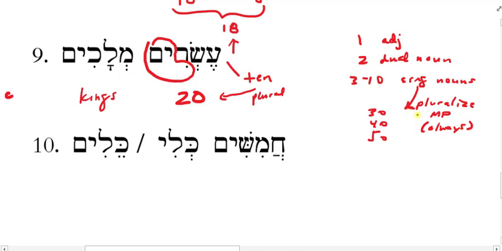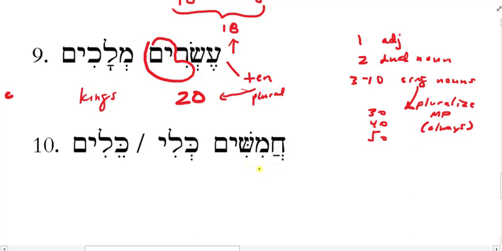Okay? So remember when I said that the gender disagreement issue is only a feature of the numbers, what? The numbers 3 through 10. Okay? The numbers 20, 30, 40, 50, that part does not change at all. You don't have to worry about it. It's always a masculine plural form. Okay? So, Esrim Malakim is 20 kings.